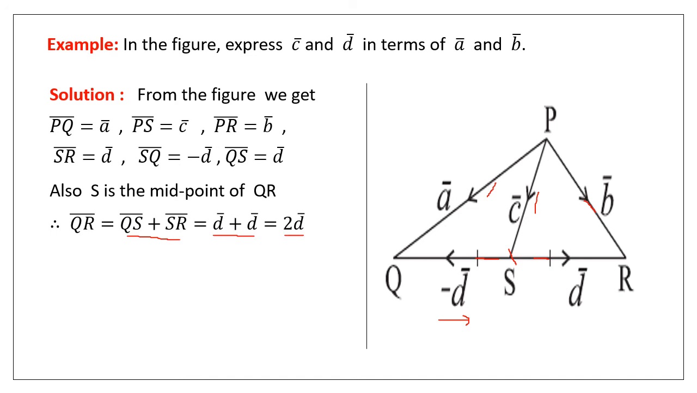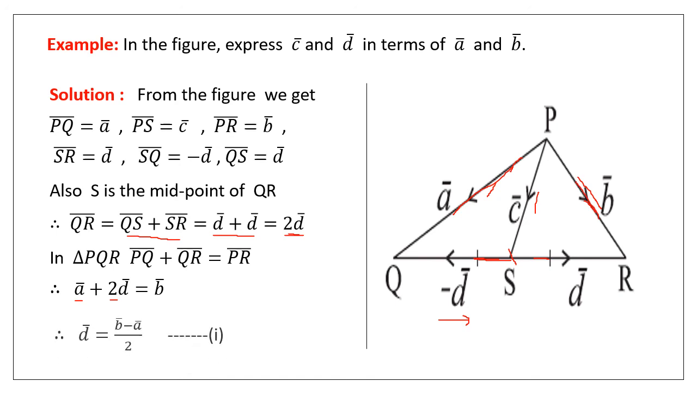Now see triangle PQR. In that, PQ plus QR gives us PR bar. So student, PQ is our A bar and QR is our 2 times D bar, equal to PR which is B bar. Substituting there, D bar equals B bar minus A bar upon 2. Call it 1.